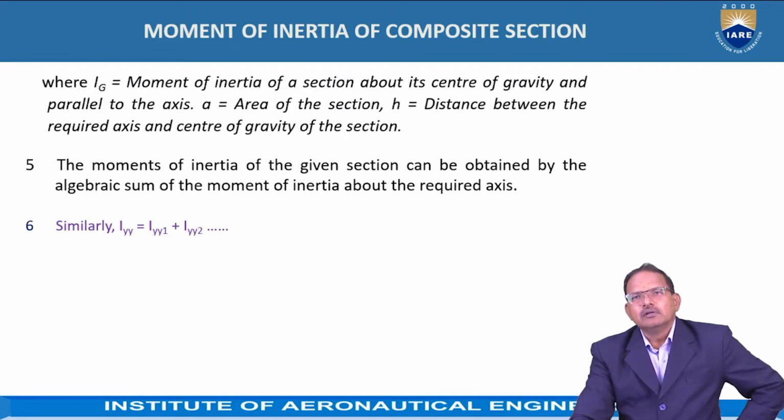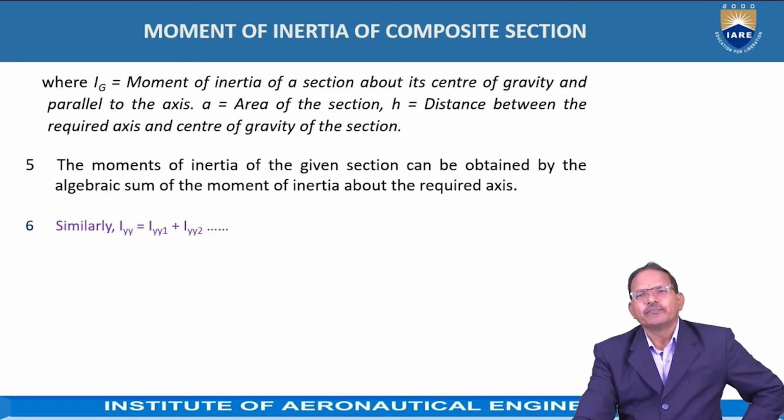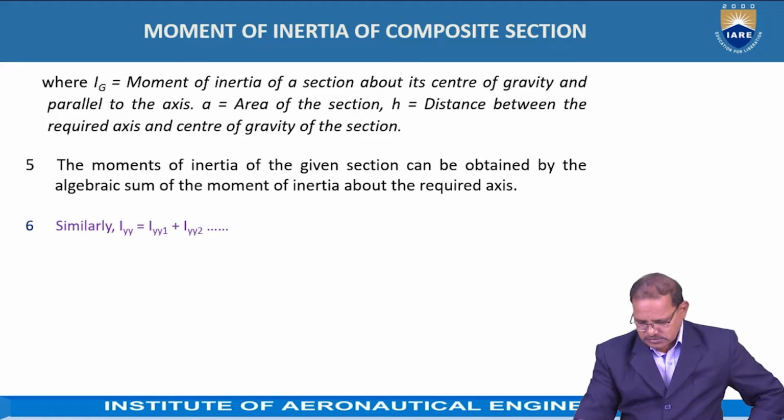Now the moment of inertia of the entire section is obtained as the algebraic sum of the moment of inertia of each section about the same line. That is, I_yy of the composite section is equal to I_y1 plus I_y2 and so on. These represent the moment of inertia of each section about the y-axis.